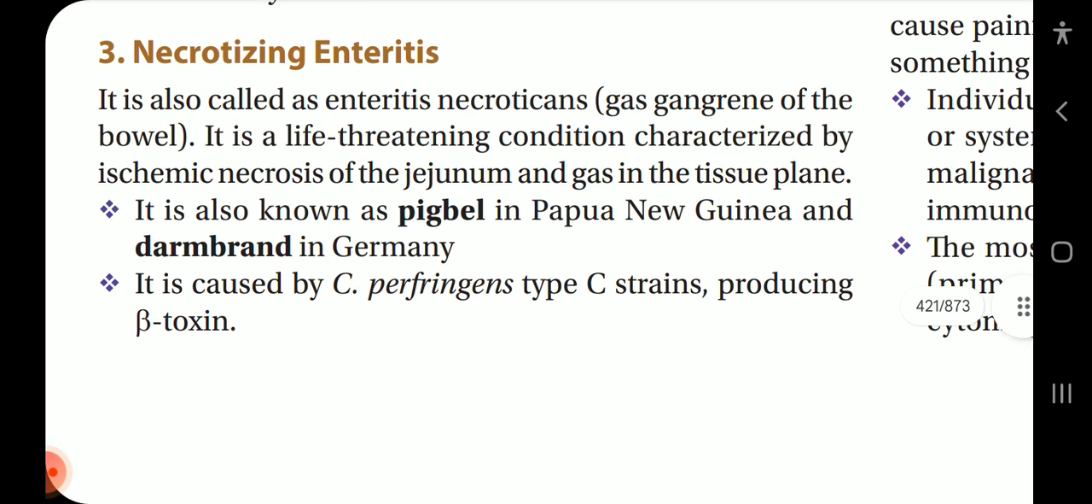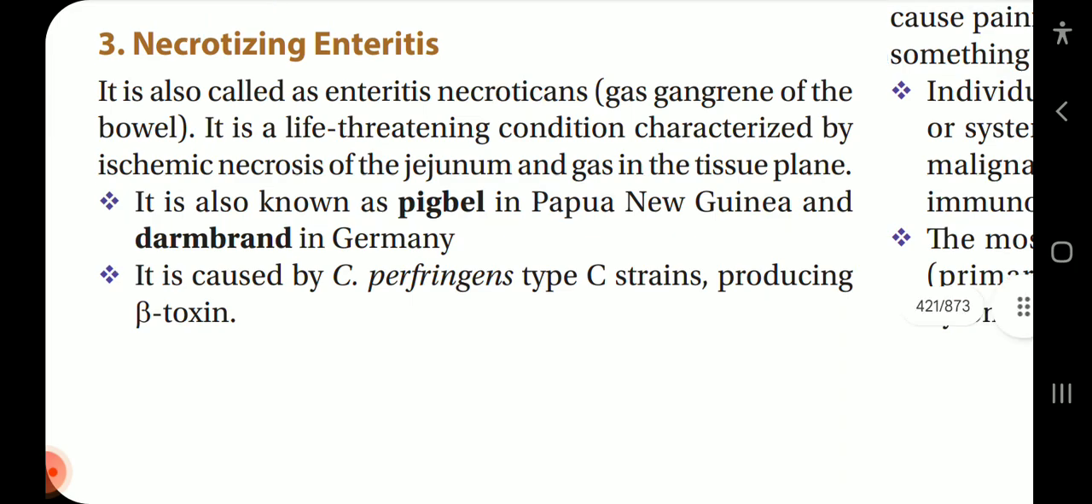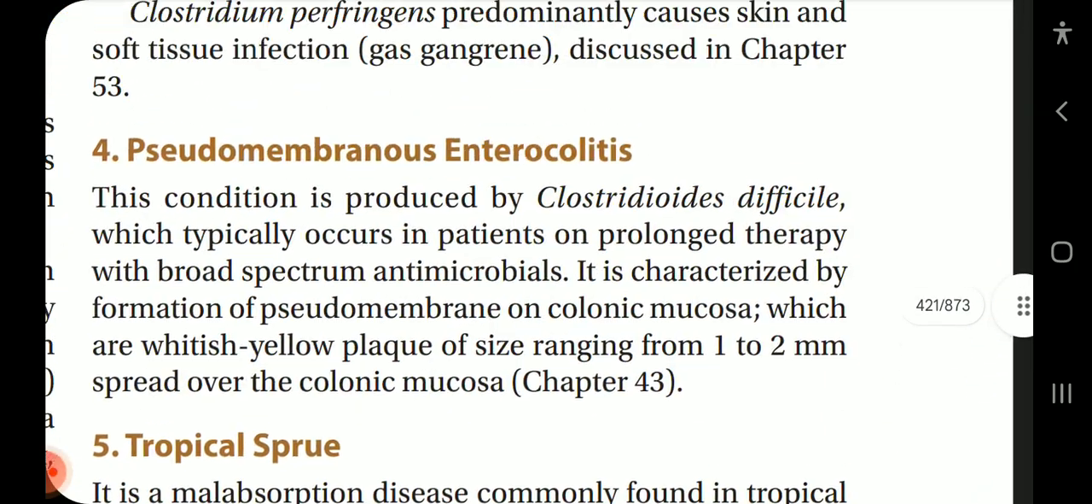Necrotizing enteritis, also called enteritis necroticans or gas gangrene of the bowel, is a life-threatening condition characterized by ischemic necrosis of the jejunum and gas in tissue planes. It is also called pig-bel in Papua New Guinea and Darmbrand in Germany. It is caused by Clostridium perfringens type C strains producing beta toxin.